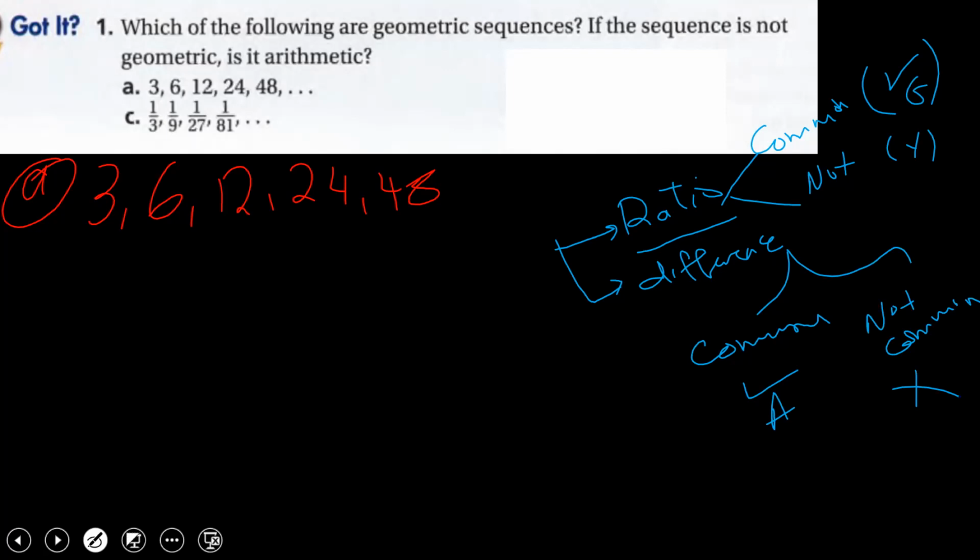So let's see here. Let's try now to find the difference. 6 minus 3 is 3. 12 minus 6 is 6. Are the differences here the same? No. So let's check the ratio.